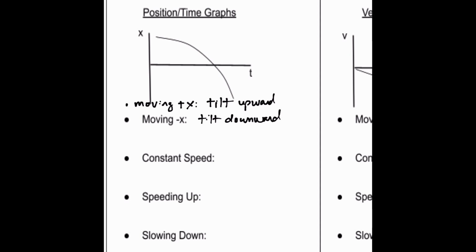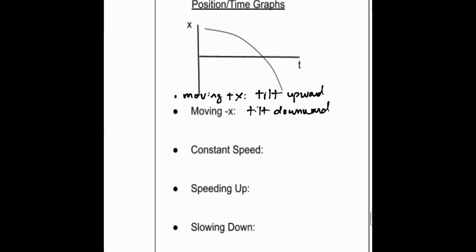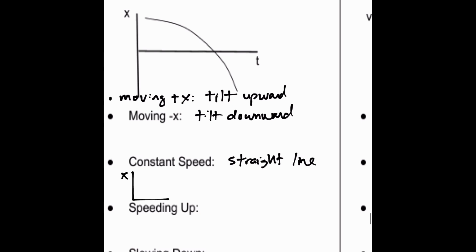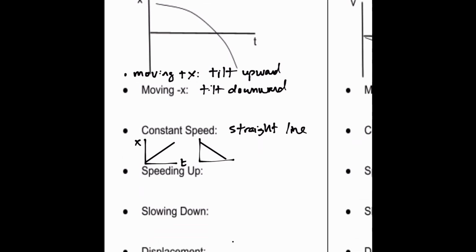For a position time graph specifically, when you see constant speed or constant velocity, it's going to be a straight line. For instance, kind of like this. If you saw a position versus time graph that looked like that, that would be a constant speed problem. Or even like this, that would be a constant speed problem.